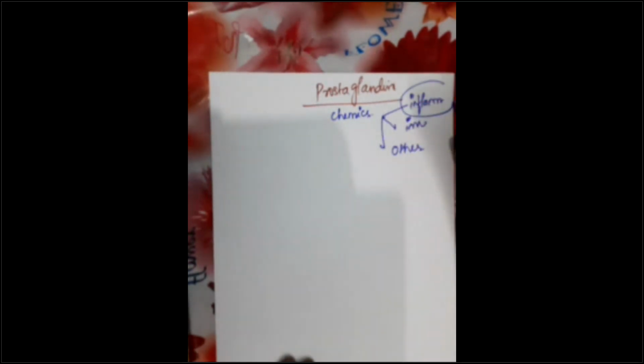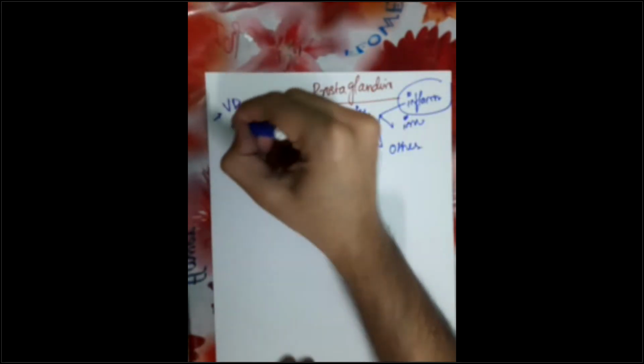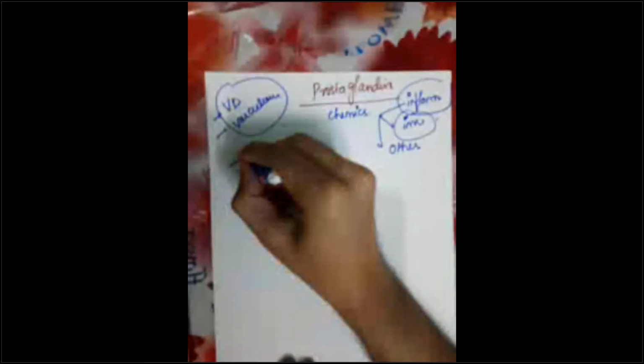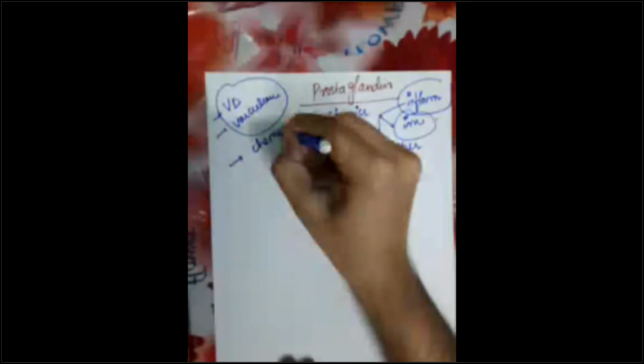So what is the inflammation? Why are they causing inflammation? There is vasodilation, and increased vascular permeability. These two things are being caused by your prostaglandins. In immunity, what are they causing? They are causing chemotaxis. Main is vasodilation, and one more is pain.